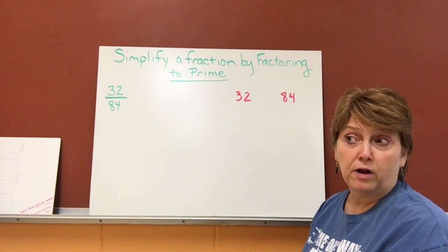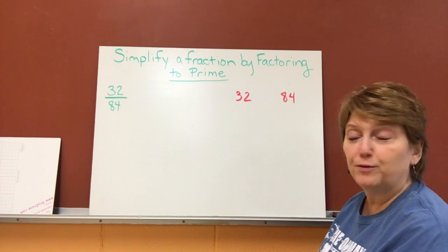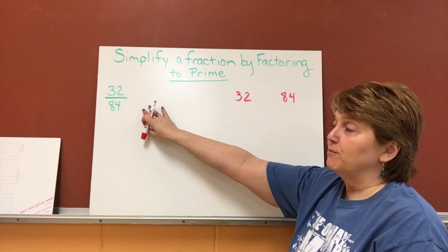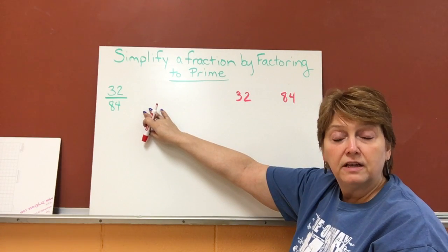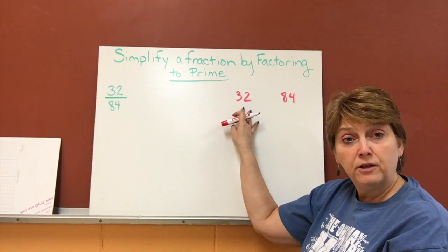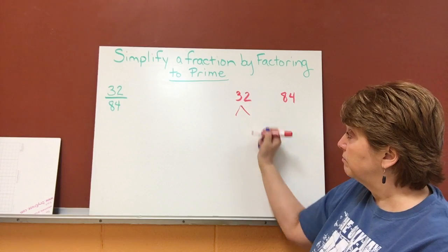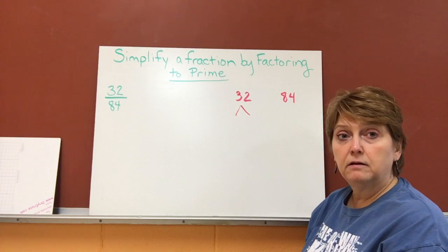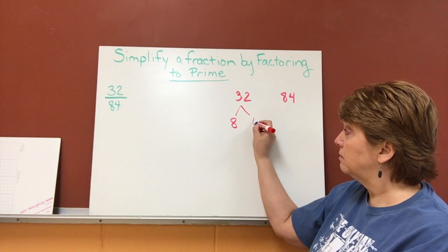So we have to know what our prime numbers are, and hopefully you have a list of those in front of you to help you out. Prime numbers, again, are numbers that can't be divided by anything evenly except for itself and 1. So we're going to factor these down to prime, and I'm going to use a tree diagram to show you how. 32 is a basic skill question, so this would be 32 is 8 times 4.